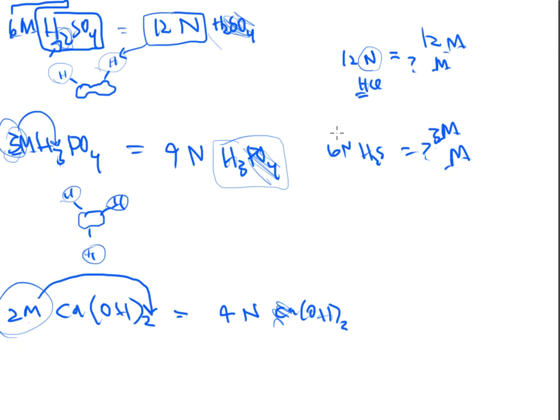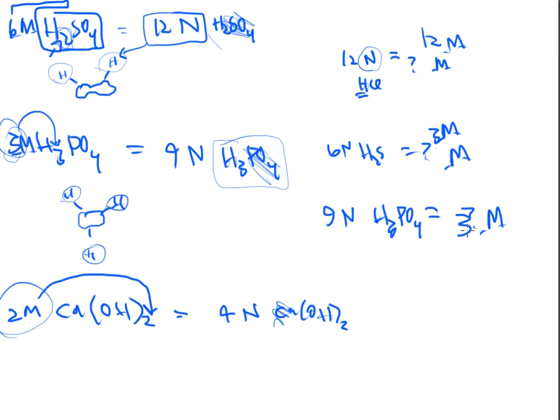Okay? So a 9 normal H3PO4, what is that molarity-wise? Well, normal's a bigger number, so that means I'm going to have to divide. 9 divided by 3 is 3. So 3 molar would be the concentration of a 9 normal phosphoric acid.